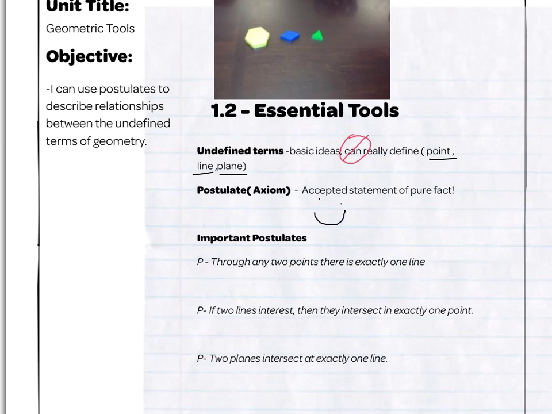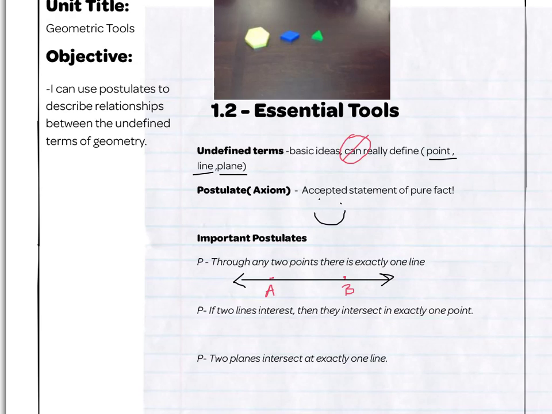So the first one is through any 2 points, there's exactly one line. So let's actually do that. Let's make 2 points, point A, point B. There's exactly one line. So we're going to put a line through it. Bam. Okay? So that's basically what that postulate says. That is always a true statement.